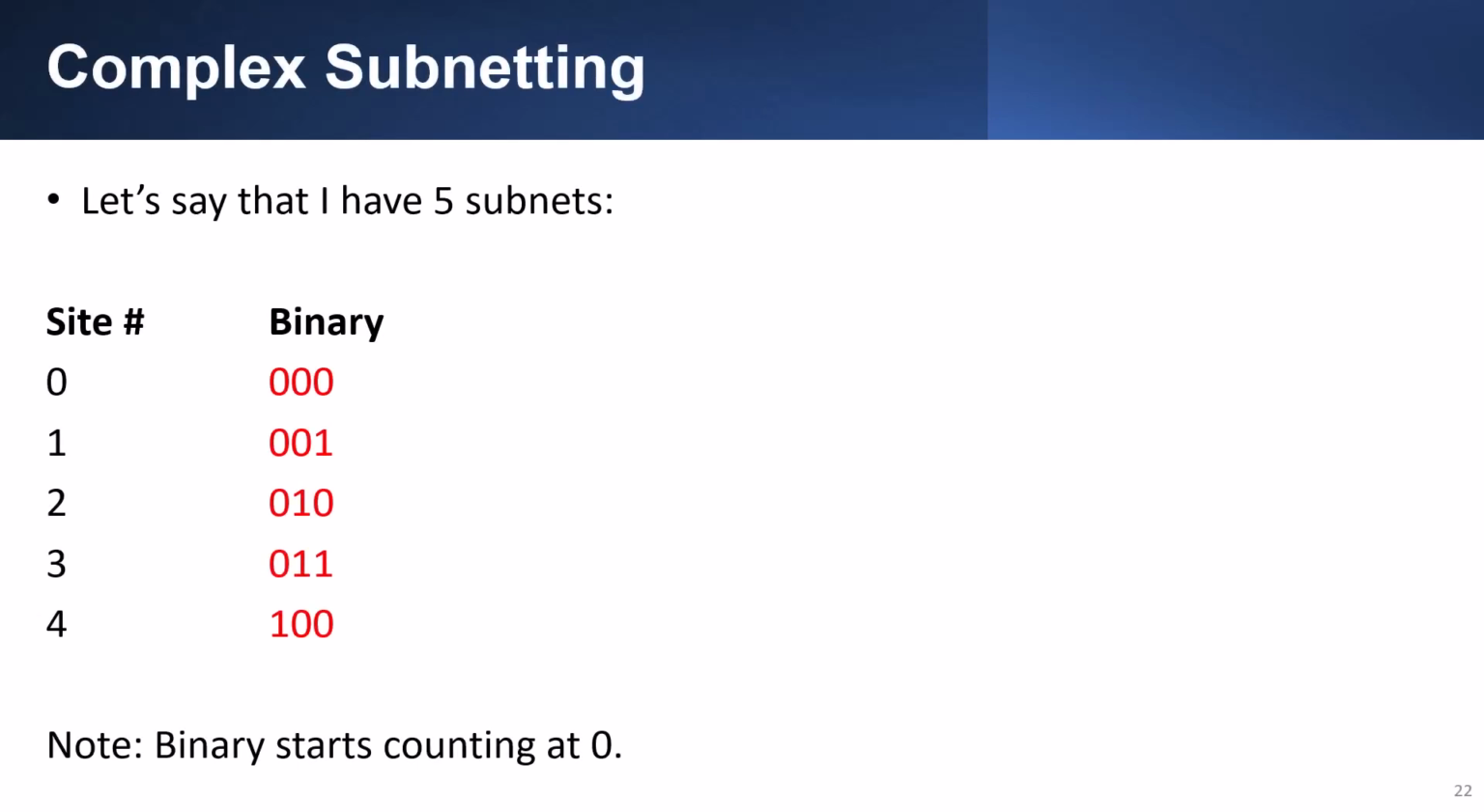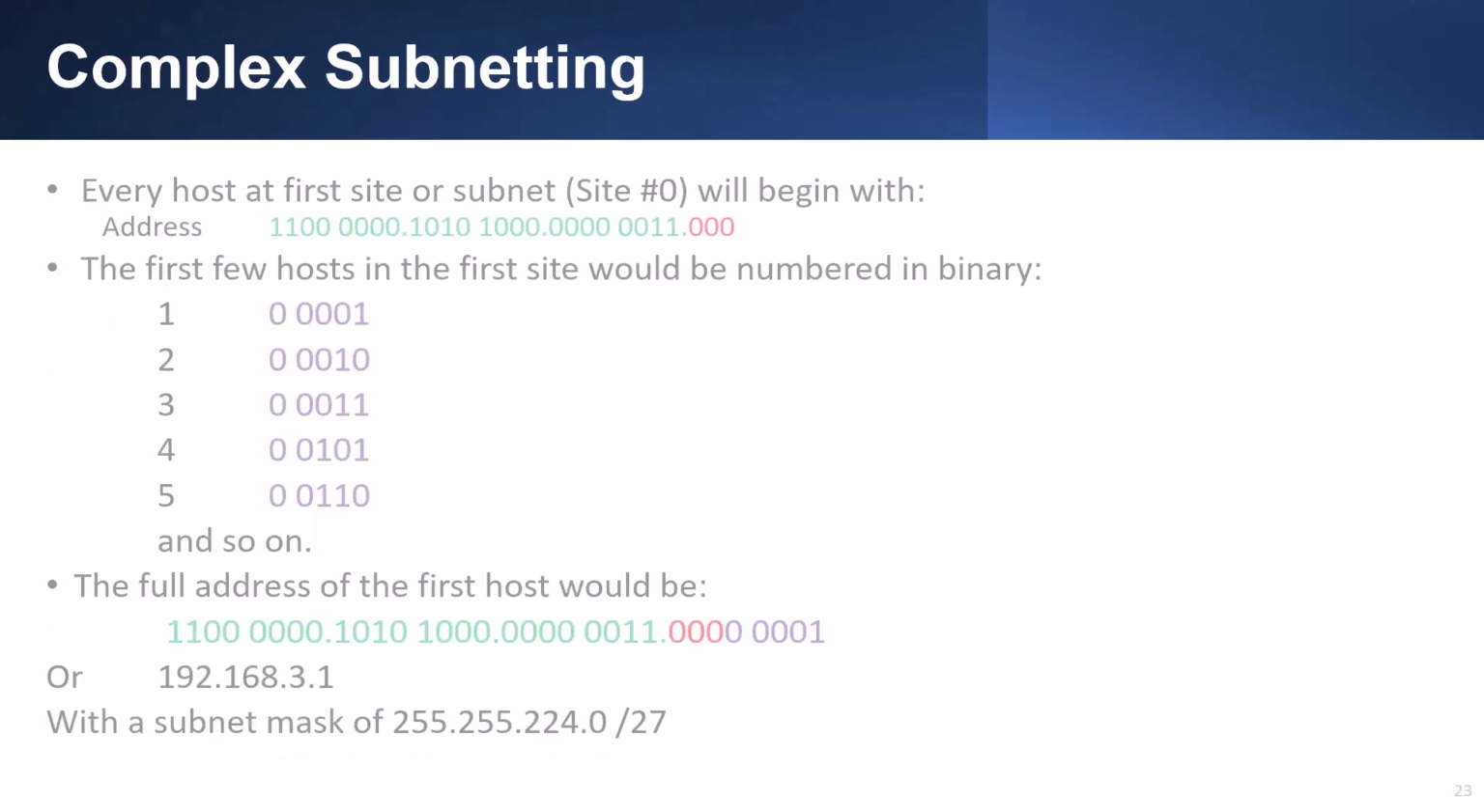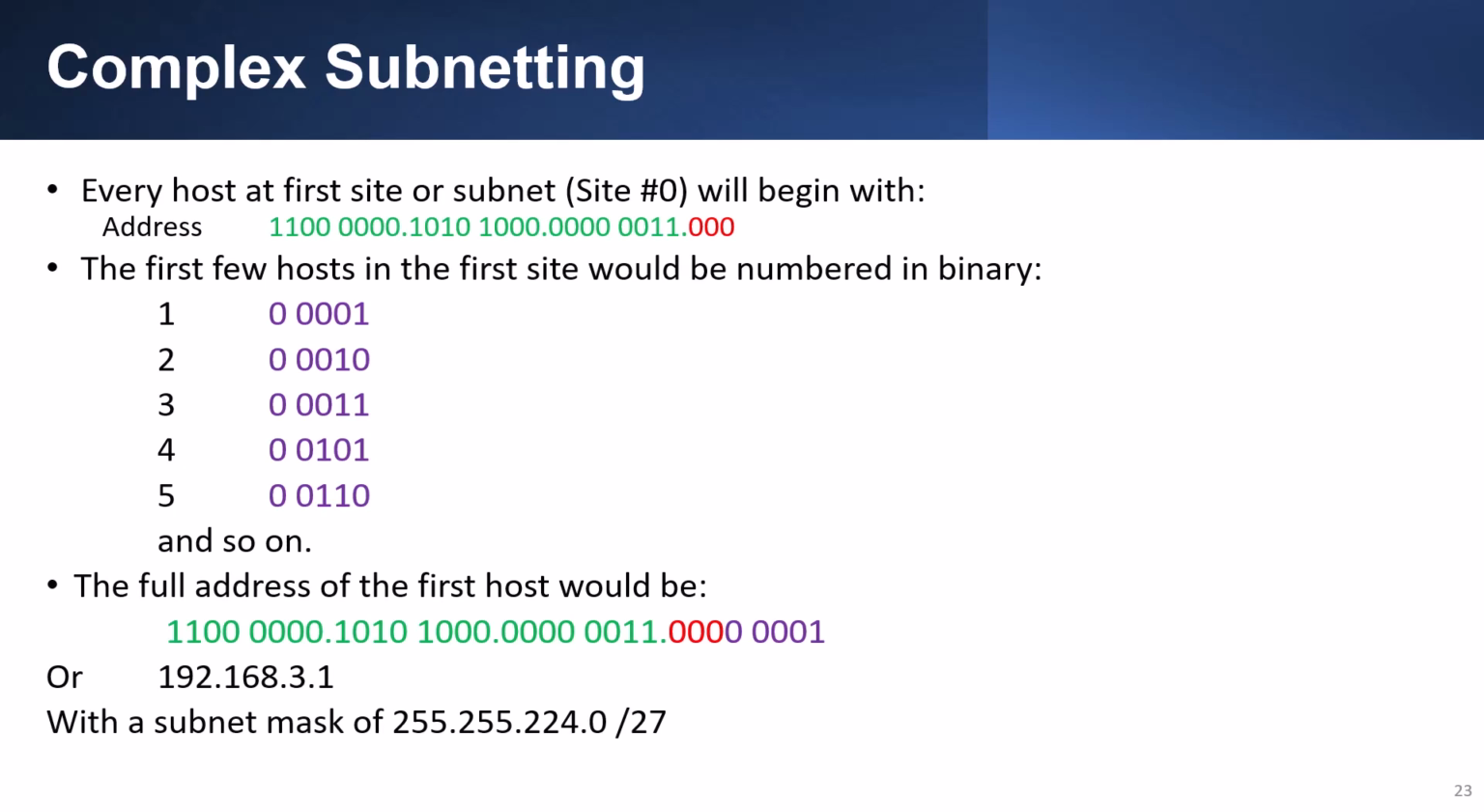Let's say that I have 5 subnets as shown on the screen. Of course, we start our counting at 0. Every host at the first subnet, or site number 0, will begin with what is shown on the screen. The full address of the first host is shown on the screen in binary, which is equal to 192.168.3.1 with the subnet mask of 255.255.255.224 or CIDR notation of /27.